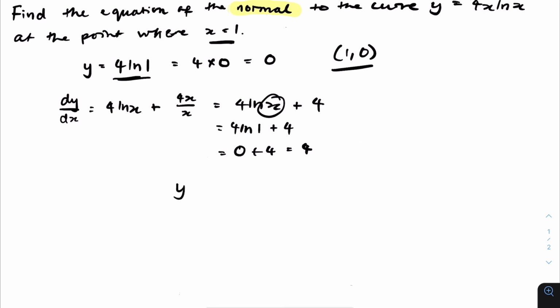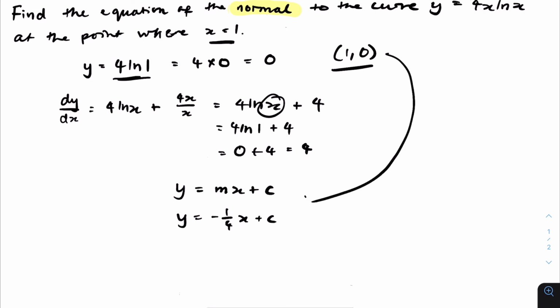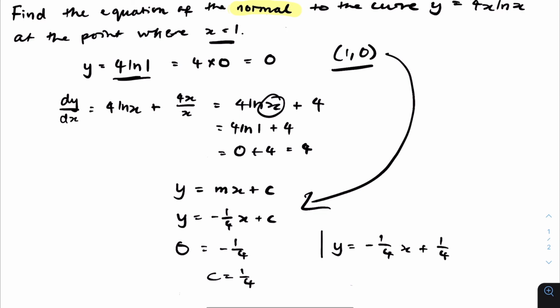Now we just input that into the standard y equals mx plus c formula to get y is equal to negative 1/4 x plus c. And now we input x and y from over here to get 0 is equal to negative 1/4. So c is equal to 1/4. So our final answer is y is equal to negative 1/4 x plus 1/4. And that is the normal to the curve.